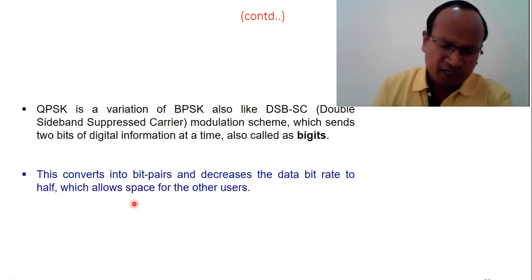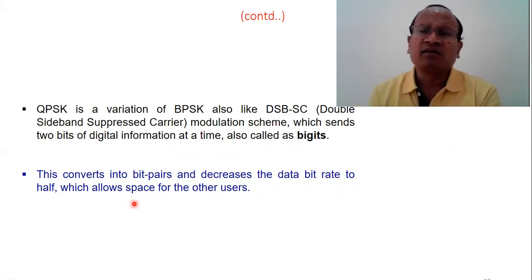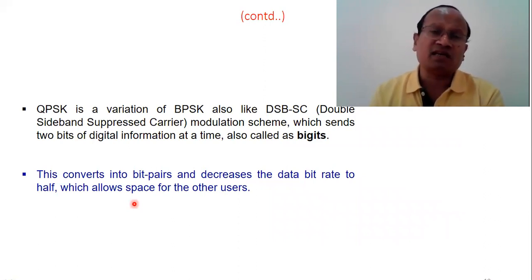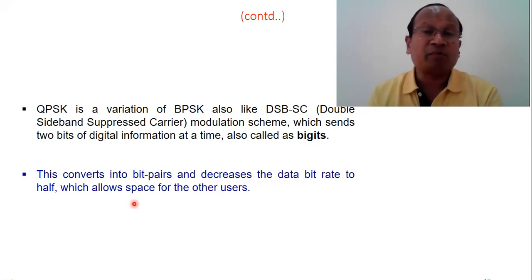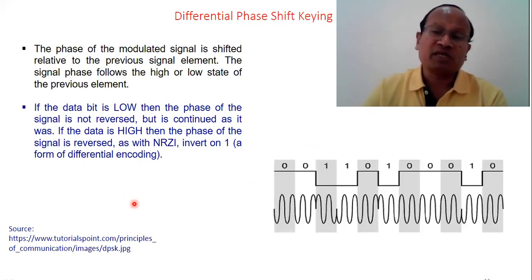Data bit rate means the bit rate which is there in BPSK, and here a larger number of bits is there. So we can effectively say the bit rate is improved, and the space which is saved because two bits are communicated simultaneously can be utilized for other users. So that is the advantage in QPSK.